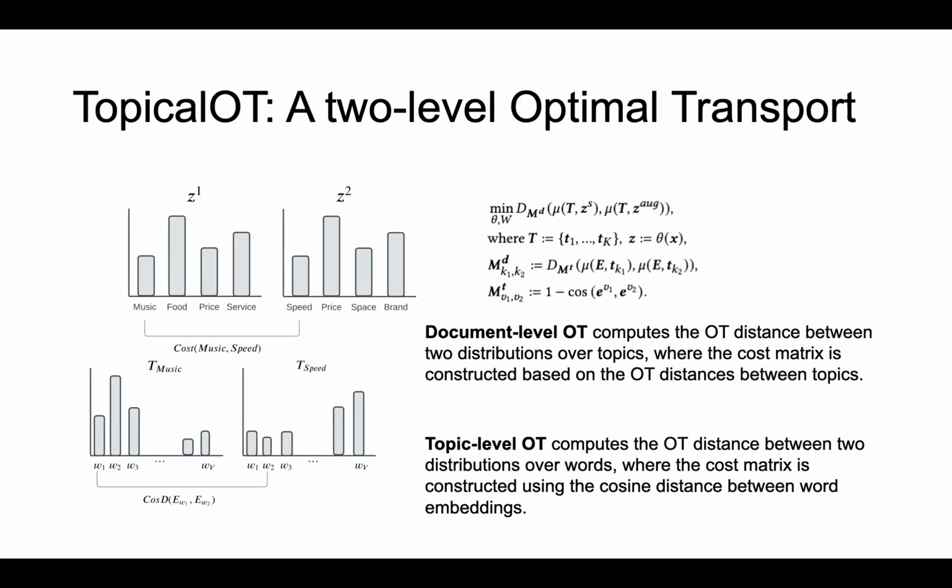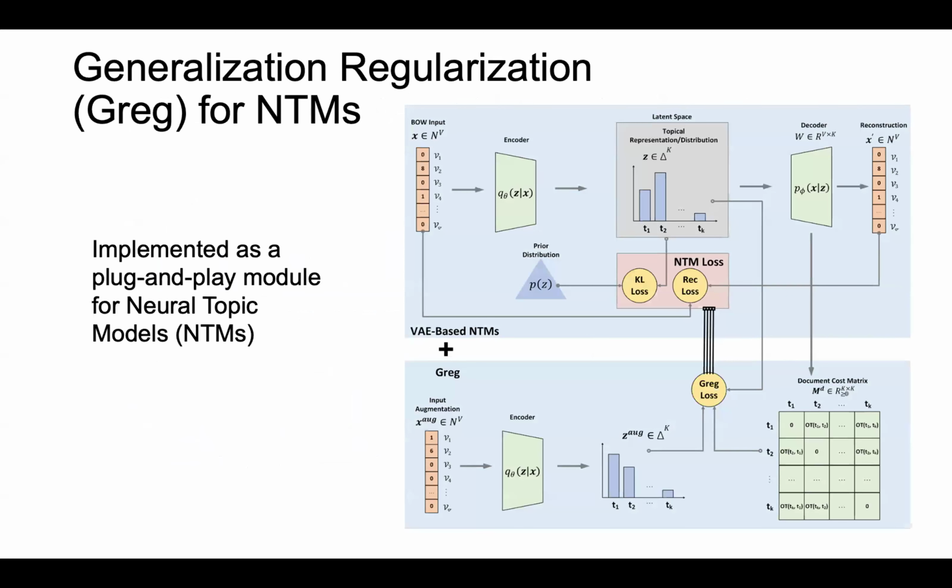This calculation is motivated by a previous work called hierarchical optimal transport, but they use it as a distance measure. Here we use it to improve neural topic models. It's a plug and play module. We call the loss Generalization and Regularization, GRE. We can plug this loss into most VAE-based neural topic models.